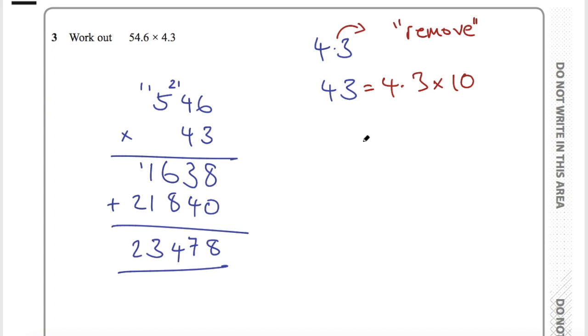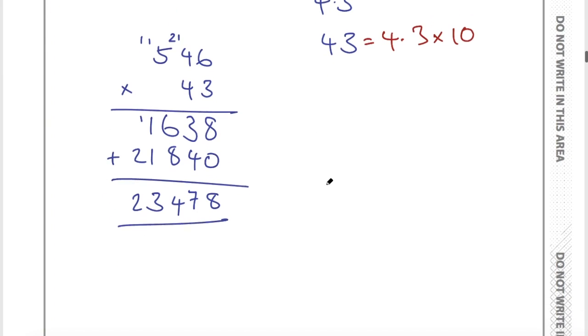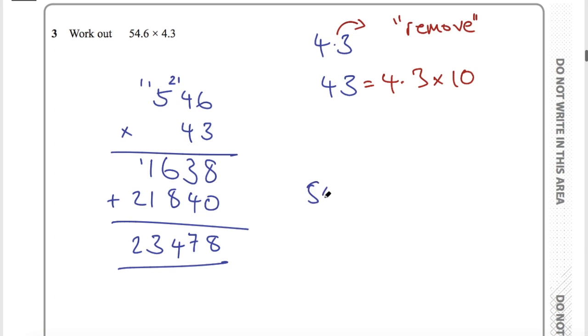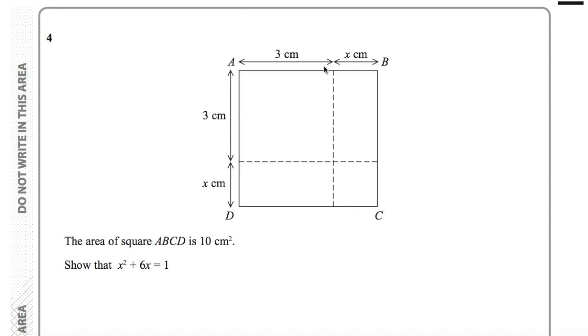And so now, as I said, because I multiplied both numbers by 10, or I removed the decimal points twice out of those numbers, I need to divide this by 100 or put back in the decimal point twice. So what I end up with is 54.6 times 4.3 equaling 234.78.